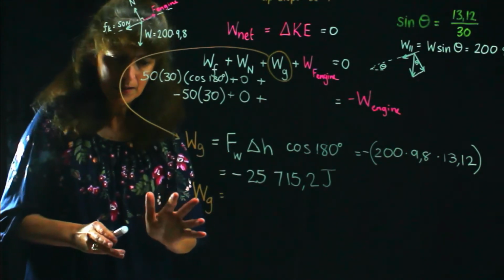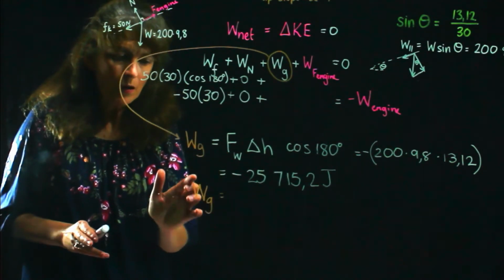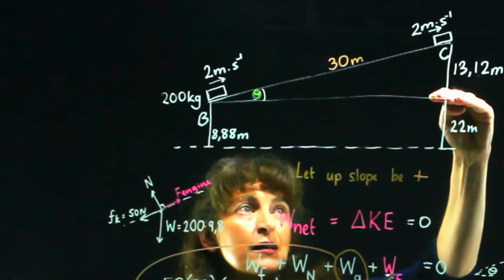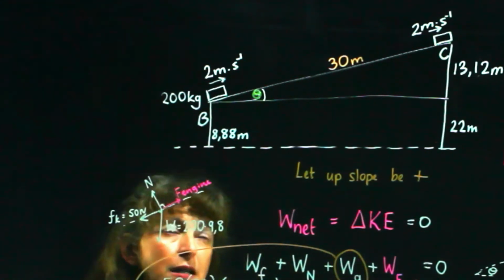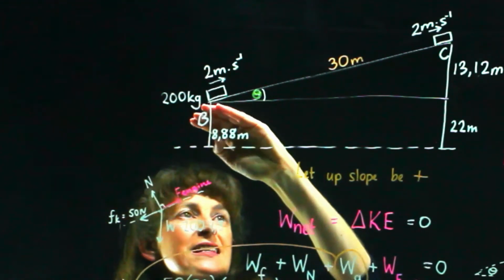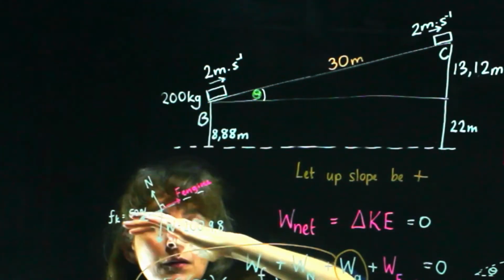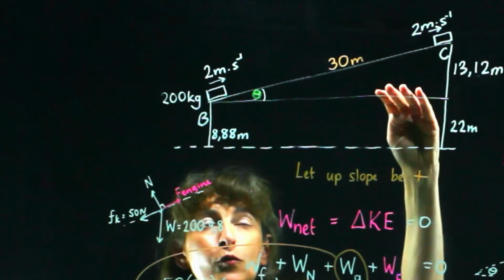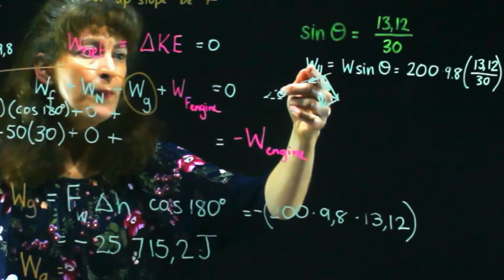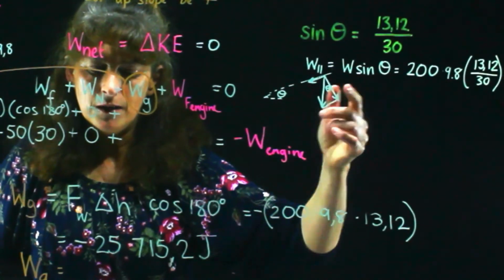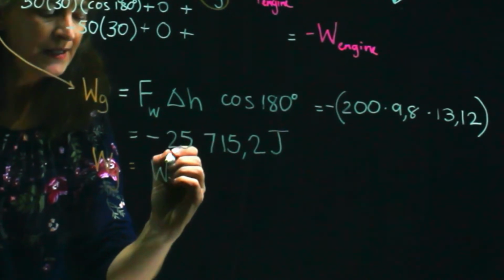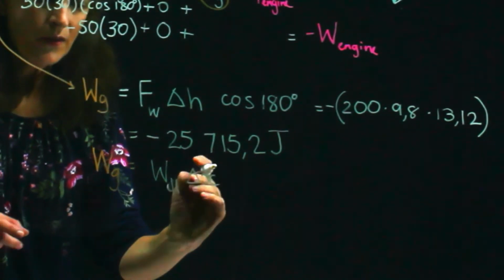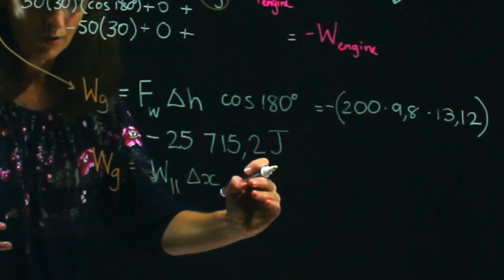In the second method, we're now not going to think about the height as being the displacement undergone. We're going to think about this 30 meters as being the displacement undergone. And that is parallel to the slope, and therefore we must use the parallel component of weight. So weight parallel to the slope multiplied by the displacement parallel to the slope.